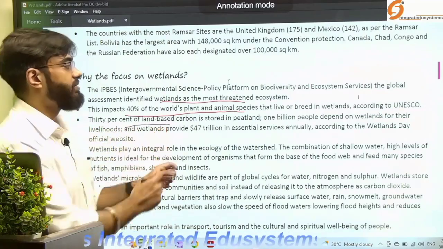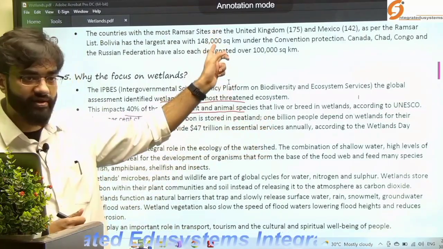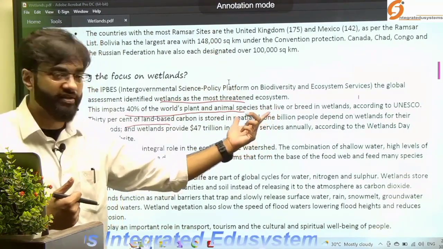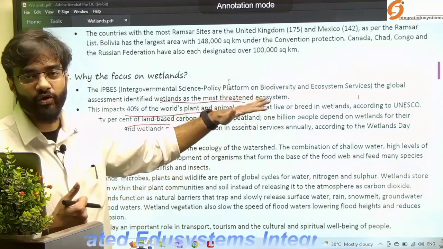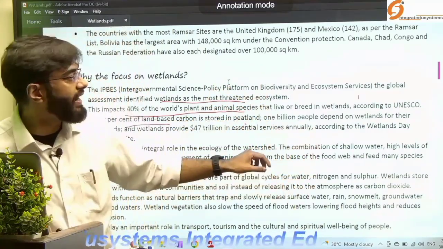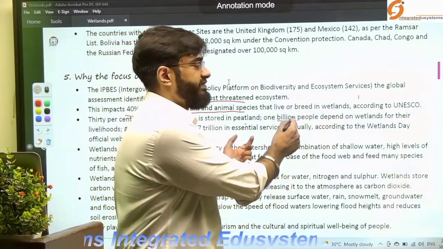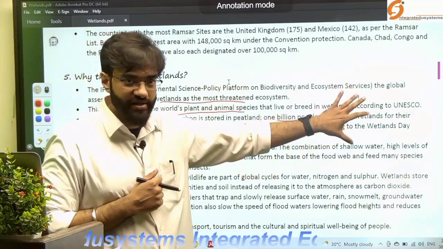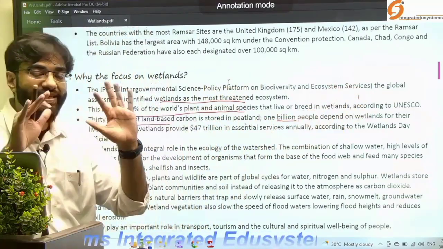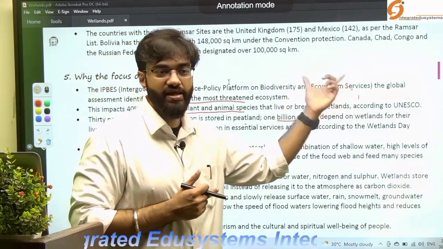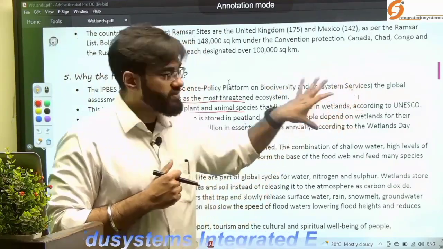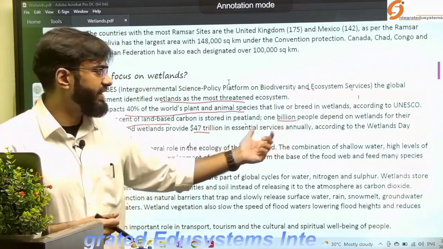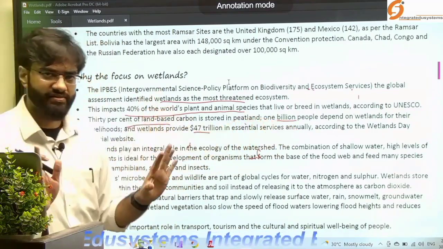Then 30% of land-based carbon is stored in peatland. Peatland, as we said in the definition, peat is a type of coal, but with different carbon content. We have peat, bituminous, anthracite, and we will not go into that. So 1 billion people depend on wetlands. Obviously they have multiple resources, and not only biodiversity, there is an inherent connection, the whole ecosystem. There is a whole biodiversity enshrined in these wetlands. Then $47 trillion. Now, some of these facts you don't need to know exactly. If you know 1 billion people, some of the facts, that will suffice.